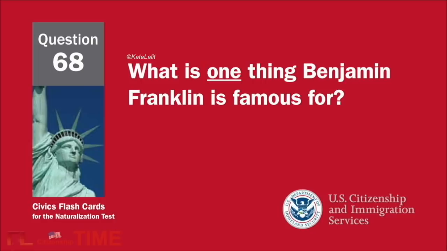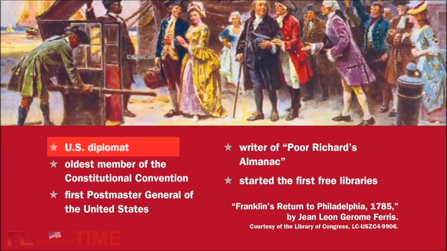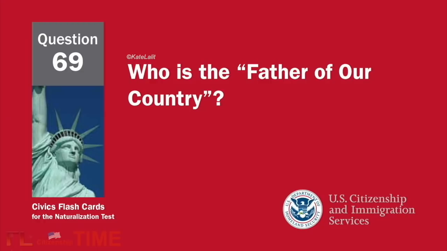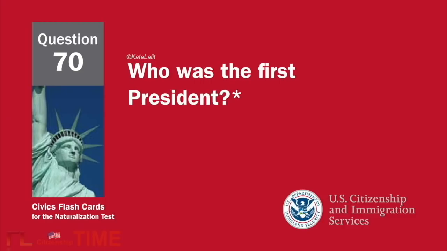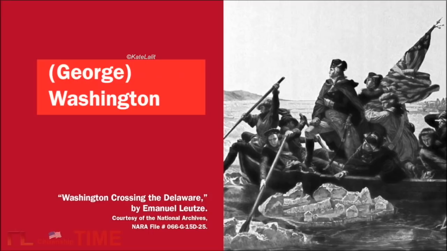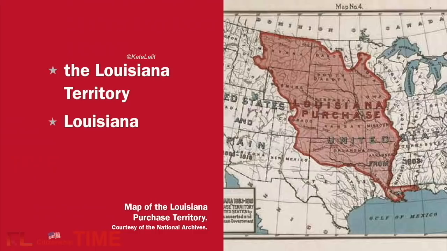What is one thing Benjamin Franklin is famous for? U.S. diplomat. Who is the father of our country? George Washington. Who was the first president? George Washington. What territory did the United States buy from France in 1803? The Louisiana Territory.